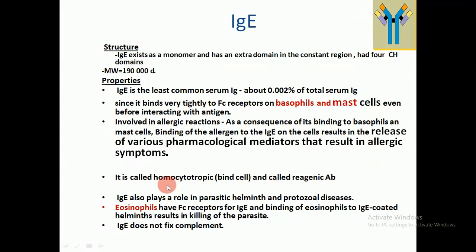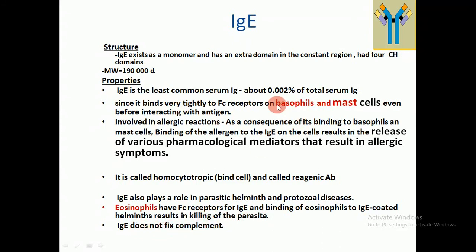It's also called a homocytotropic antibody, meaning that it binds to cells, and called a reaginic antibody. Homo is like cells because it has affinity to bind to cells through binding to the Fc receptors. IgE plays a role in parasitic elements and protozoal disease. Eosinophils have an Fc receptor for IgE, and binding of eosinophils to IgE-coated elements results in killing of the parasite. IgE does not fix complement.